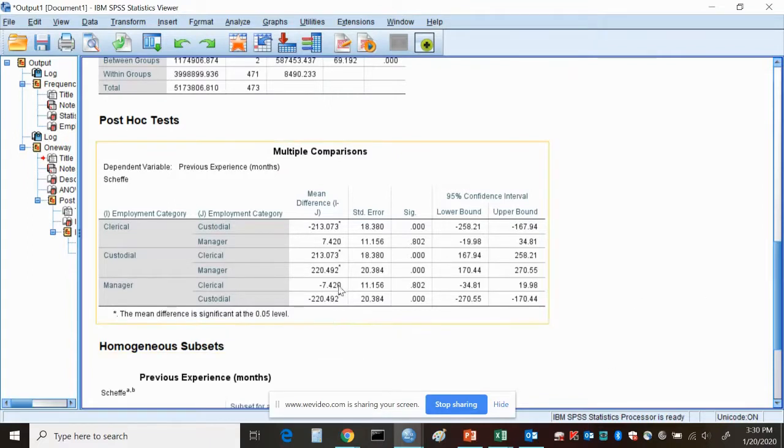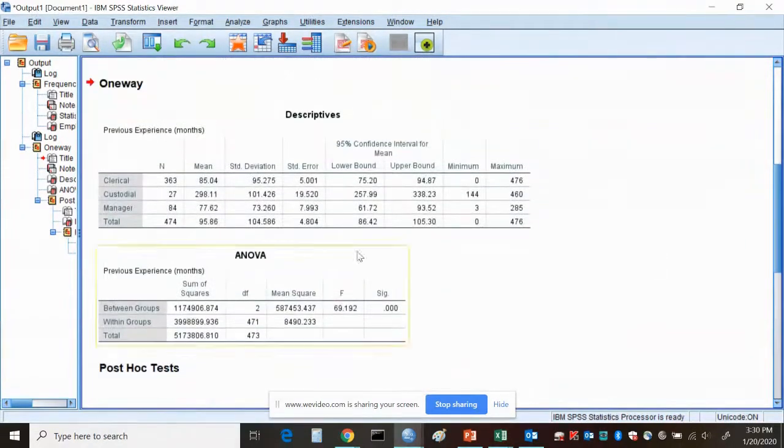You'll see that it's repeated just for that balance. So clerical to manager is 7.420, manager to clerical is just negative 7.420. So some of the information is repeated. So that tells us that while the custodial workers are significantly different from the clerical workers and the managers in the number of months of previous experience, clerical workers and managers are not statistically significantly different from each other.